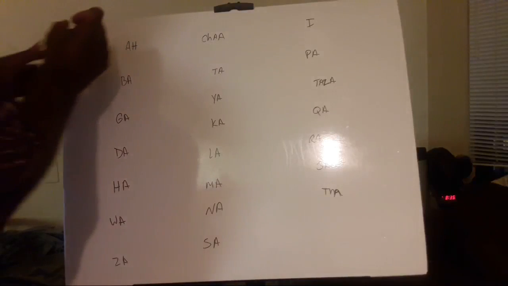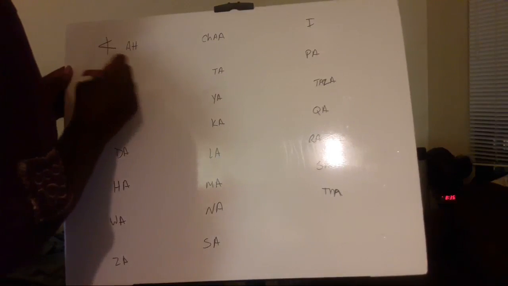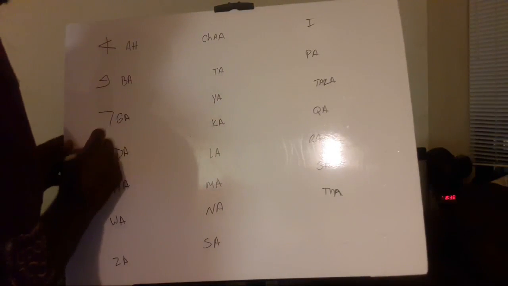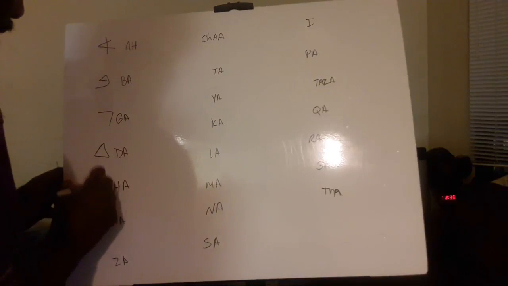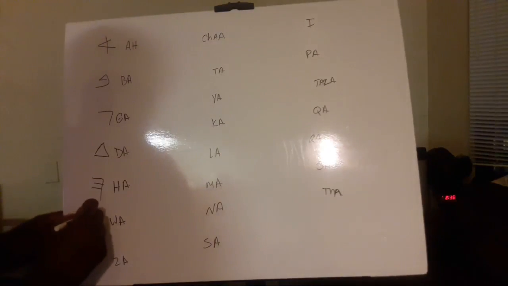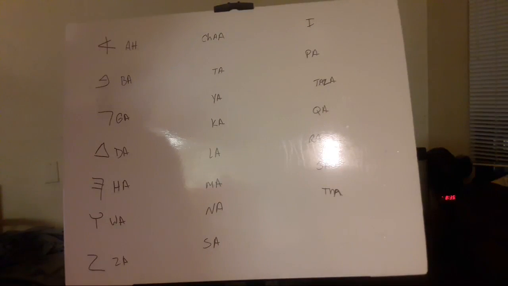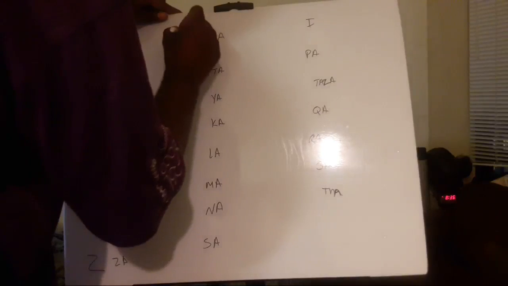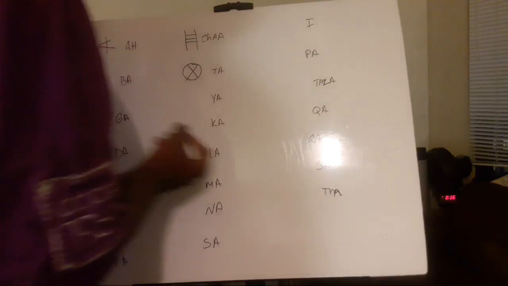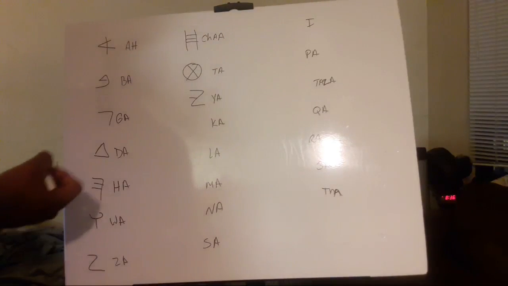This is the ba, ga, da is like a triangle. Ha is like a backwards F with three prongs in it. Wa actually looks like the Y. Za is a Z, letting you know that they got this directly from the Paleo Hebrew. Ka is like an H with three lines. Ta is a circle with an X in the middle of it. Ya looks like a Z, but it has a line in the middle.